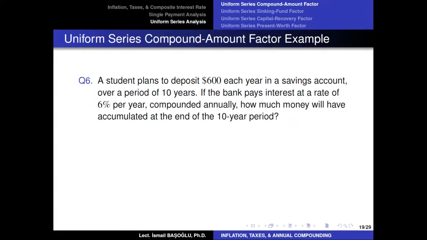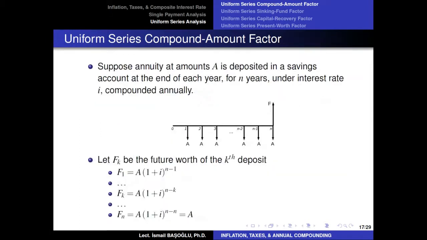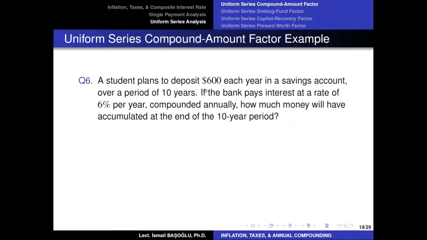The question says, a student plans to deposit $600 each year in a savings account over a period of 10 years. So you see in this page 17, assume that you have 10 years only, so n is equal to 10, and the student is depositing equal amounts of money, $600, for 10 years. Now, in that savings account, the bank pays interest at a rate of 6% per year, compounded annually. In that case, how much money will have accumulated at the end of the 10-year period?